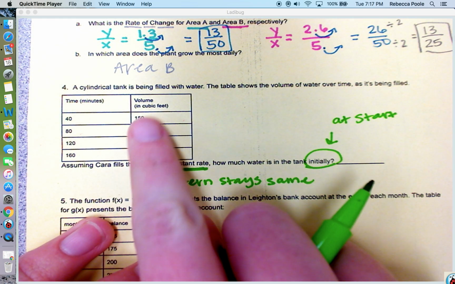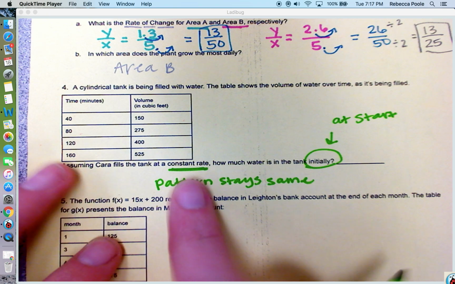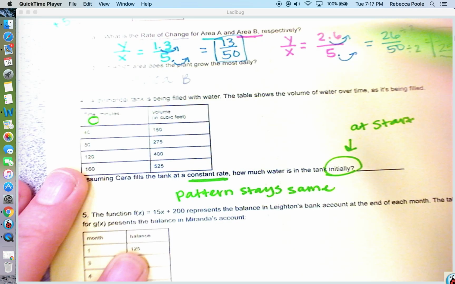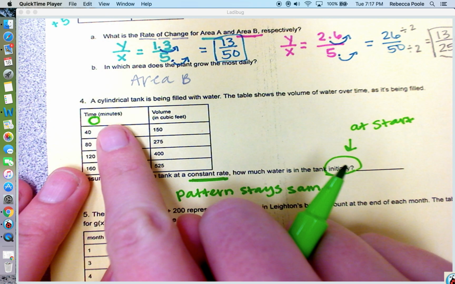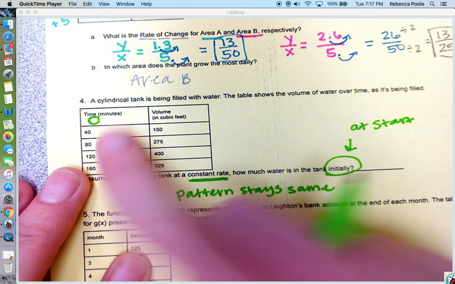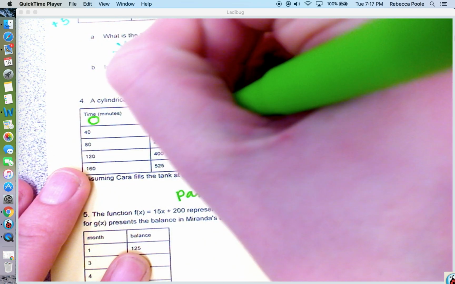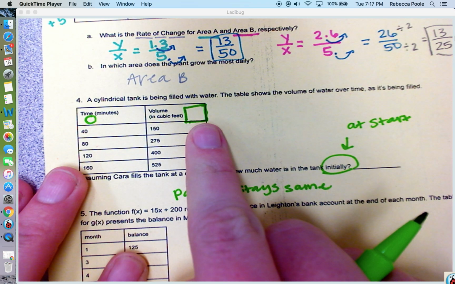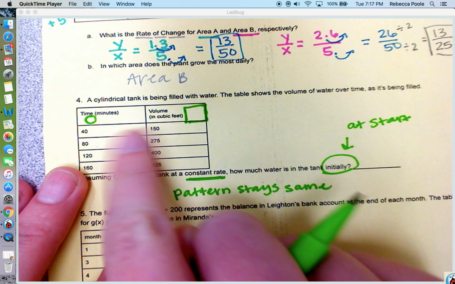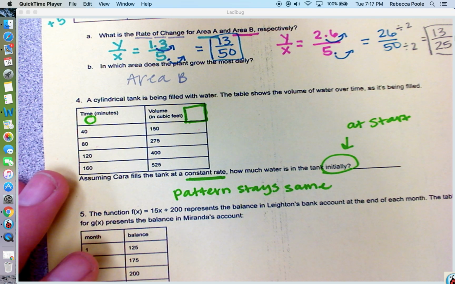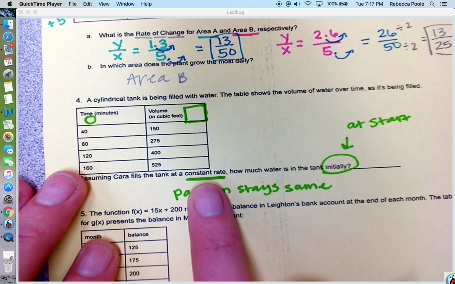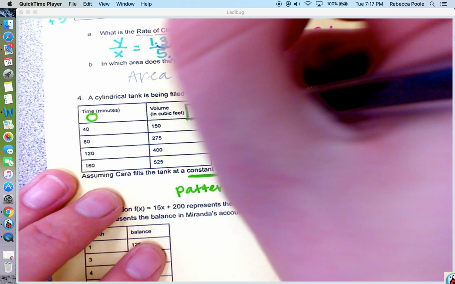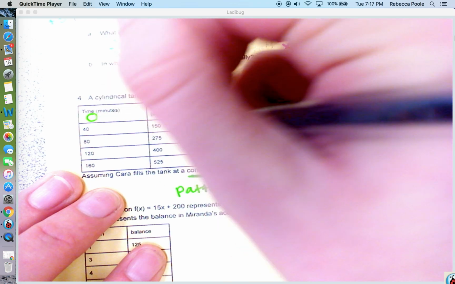That should mean at the start, right? So if we're talking about the start of this tank being filled, the starting time should be 0. Does everybody agree with that? Anytime you're about to start something, if you haven't started yet, the time is going to start at 0, right? So then I'm looking for what number goes with this 0. How much water started in the tank when the time was 0? Okay? So they told us we should have a pattern that stays the same, a constant rate, right? So if I go find my pattern, how do you get from 150 to 275?